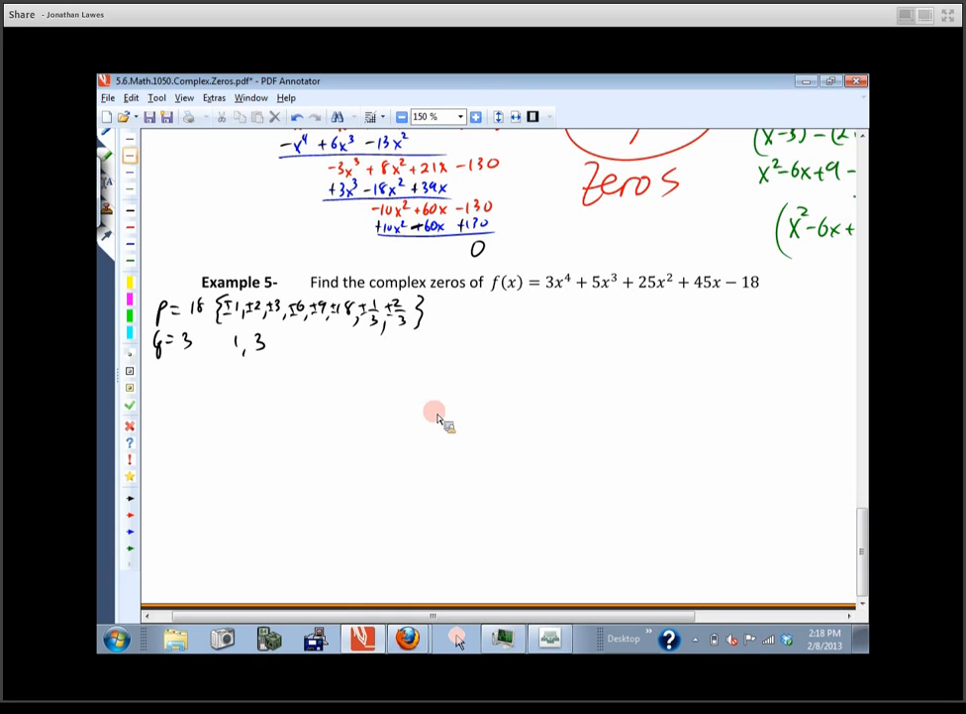1. Okay, hold on. Look at 1. Oh, that will never work. See how they add up? We get this gigantic positive number. There's no way 1's going to work. So let's check negative 1.